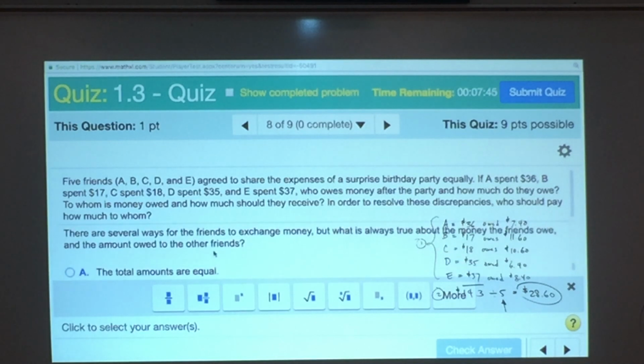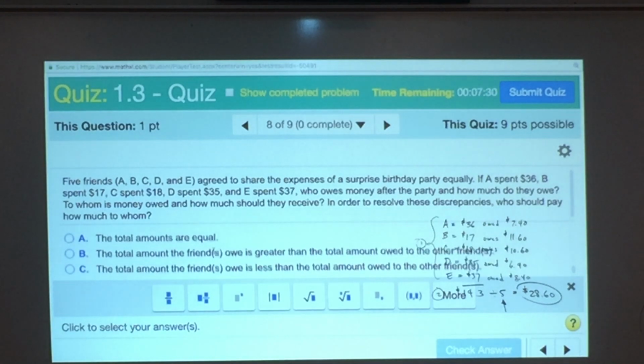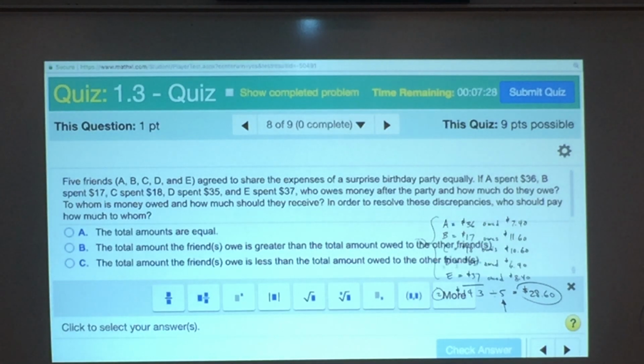That's a little bit of an odd question. So one more time, there are several ways for the friends to exchange money, but what is always true about the money the friends owe and the amount owed to the other friends? The total amounts are equal. The total amount the friends owe is greater than the total amount owed to the other friends. The total amount the friends owe is less than the total amount owed to the other friends. Well, in order to figure this out, what can you do?